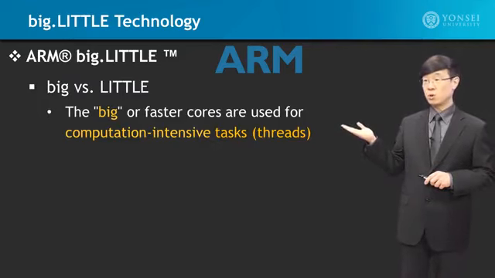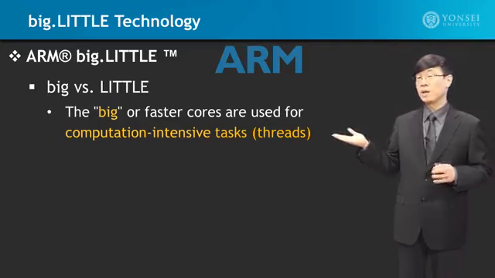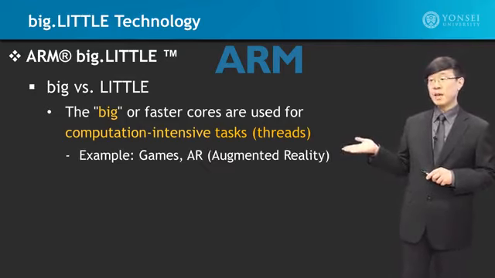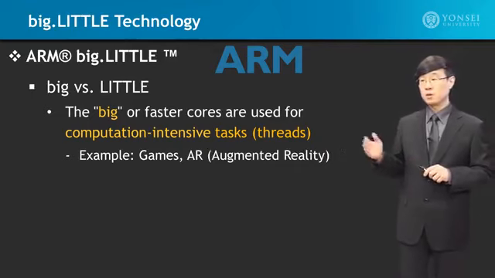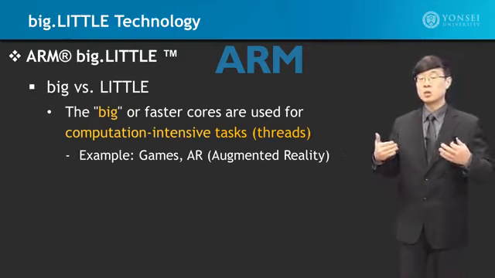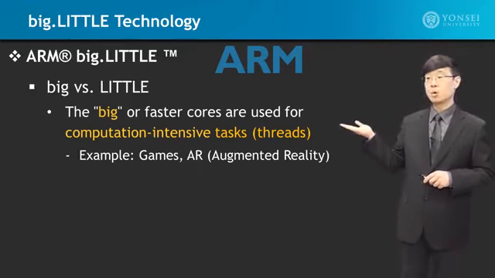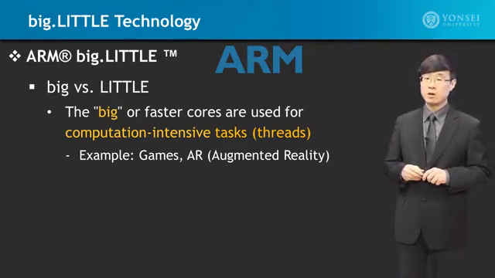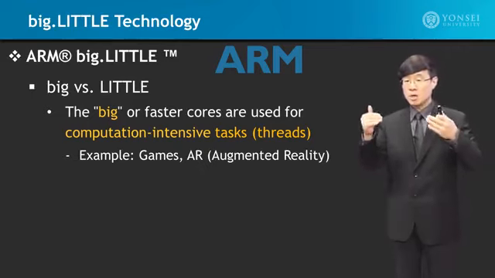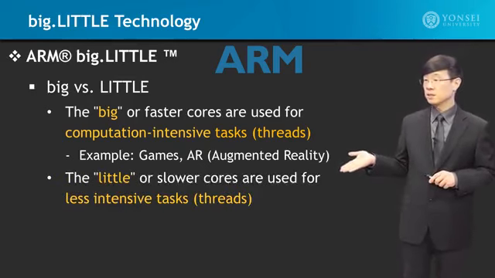The big and faster cores are used for computation-intensive tasks. These tasks are also called threads. What is a thread? Just wait, I'll explain that to you on the next page. What do you mean by computation-intensive tasks? Typically on your smartphone, if you're using a video game or augmented reality-like application, then you are really using your device in a heavy way, as in terms of a heavily processed way. Then the big cores need to take care of you. These big cores are energy consuming. They are using a lot of energy to get the heavy, burdened operations done within the shortest amount of time.